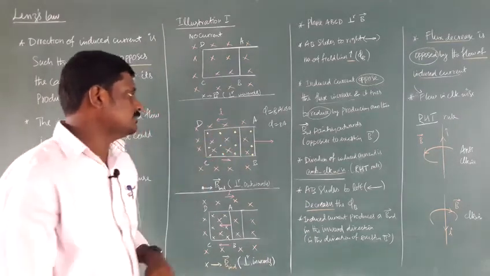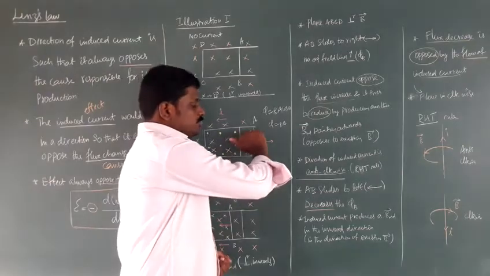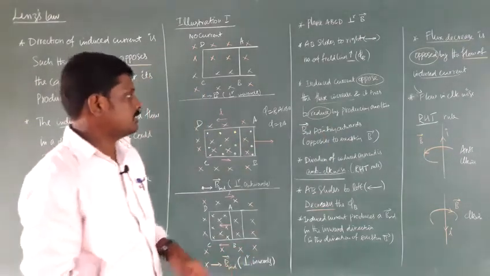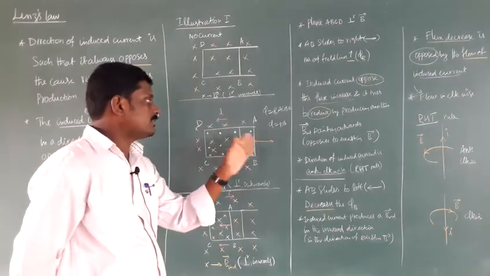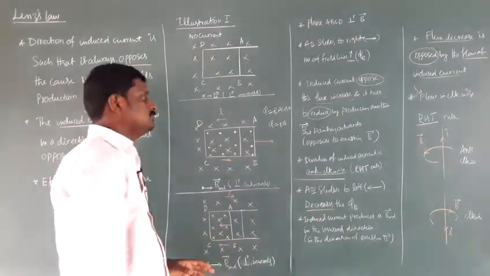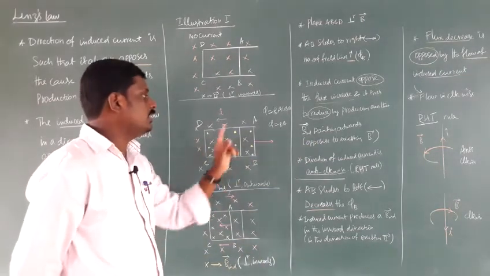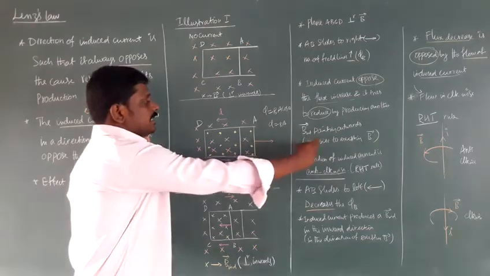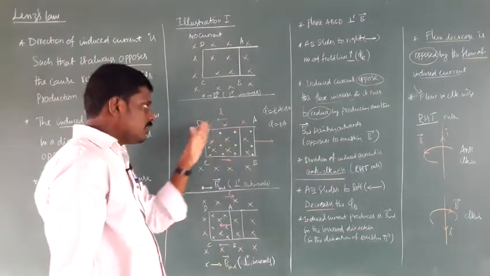So just simply, this is the cause. I am pushing the AB towards the right. So what should be the cause? What should be the effect? The effect should be opposite to the cause, so it's from right to left. Then the current flow should be right to left. So this is in this direction. So the current flow should be in the opposite direction.